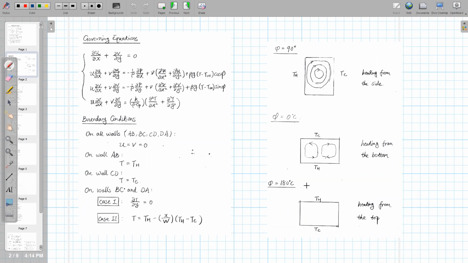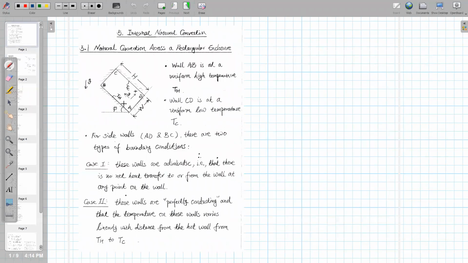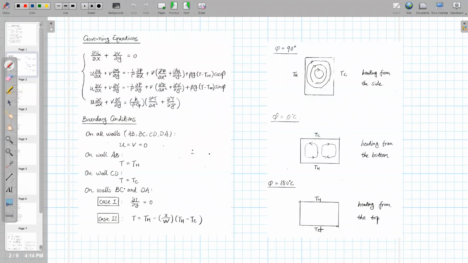The last special case is when the phi angle becomes 180 degrees. That means you have the hot wall on the top and the cold wall on the bottom.